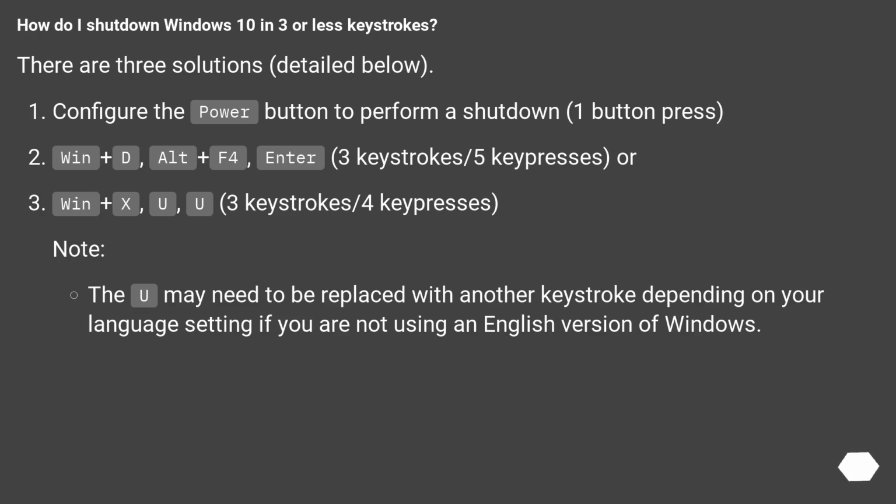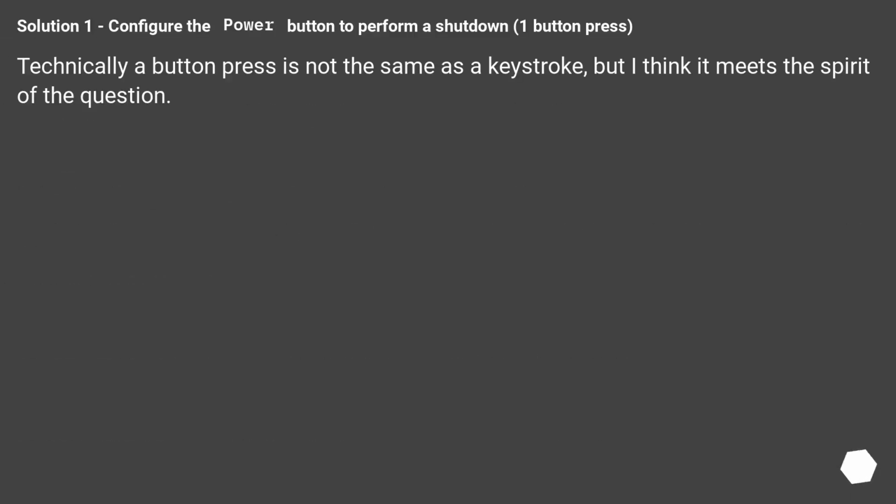Note: the U may need to be replaced with another keystroke depending on your language setting if you are not using an English version of Windows. Solution 1. Configure the power button to perform a shutdown, 1 button press. Technically a button press is not the same as a keystroke, but I think it meets the spirit of the question.